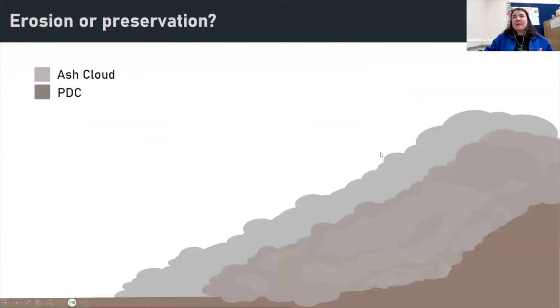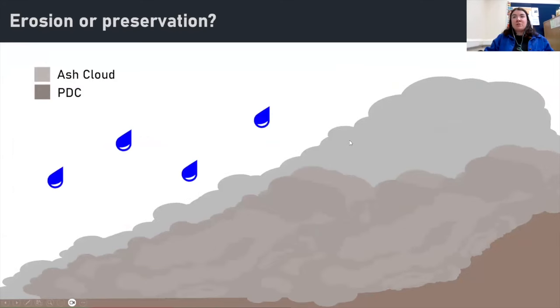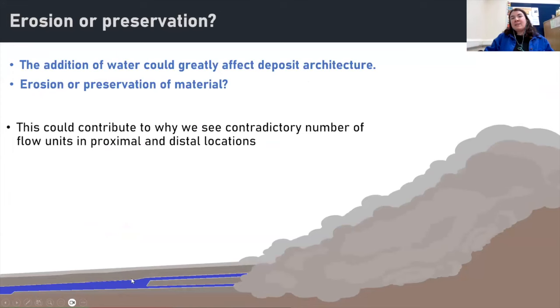And if we link that back to what I showed you earlier, so we have our current and we introduce moisture, how likely then is this, from what I've shown you from my previous work, is this moisture influenced layer less or more likely to be eroded or preserved? And we think it has quite an enormous potential in affecting deposit architecture of PDCs, PDC flow unit behavior.